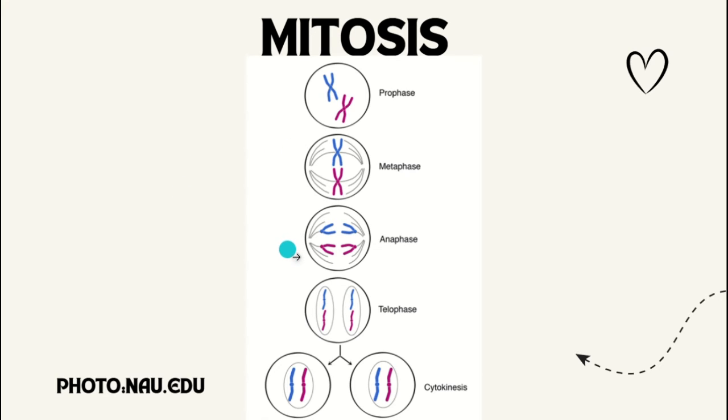As we move down to anaphase, a way to remember: prophase, pro means before. So before, the chromosomes have become condensed. Metaphase is from middle, they line up in the middle. Anaphase means away.